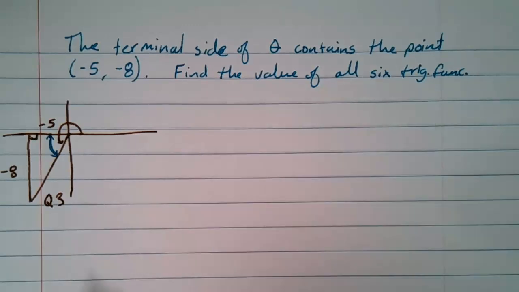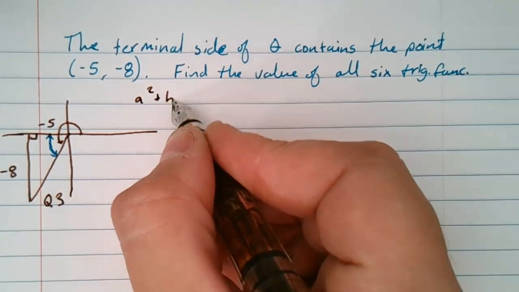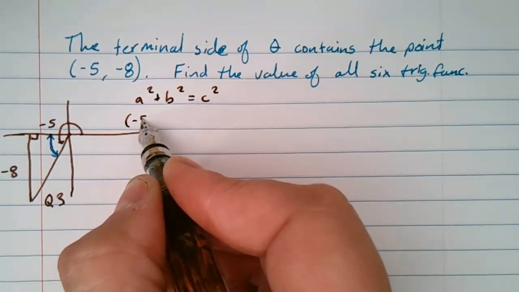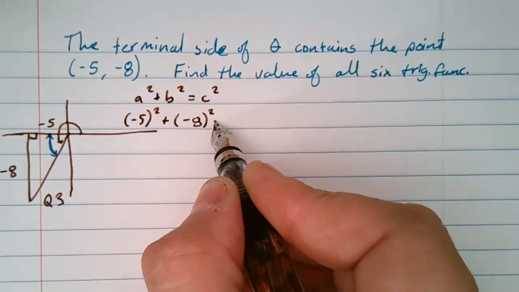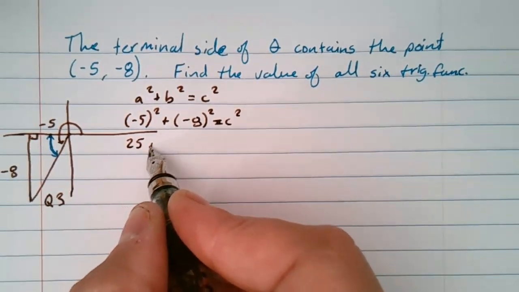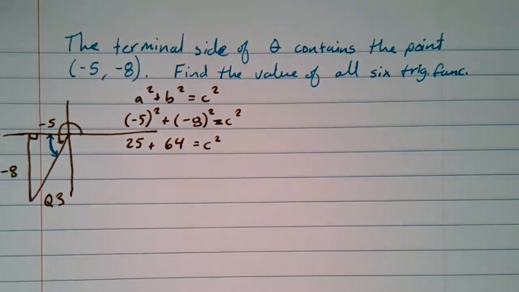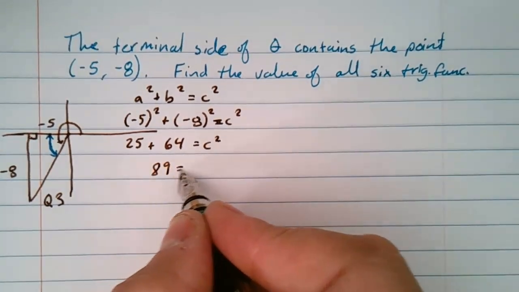So here we go. First things first, I've got a squared plus b squared equals c squared, and I've got -5 squared plus -8 squared equals c squared. Now, that's going to give me 25. That's going to give me 64. And that's equal to c squared. All right. And 25 and 64 add up to 89. Cool.